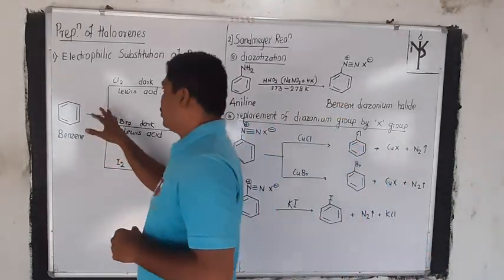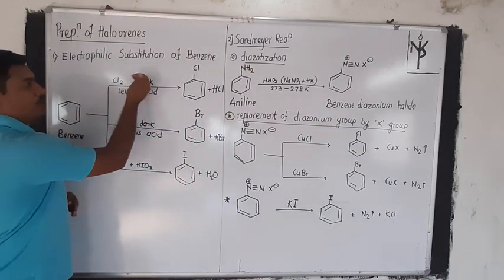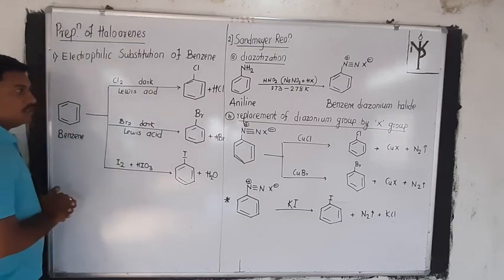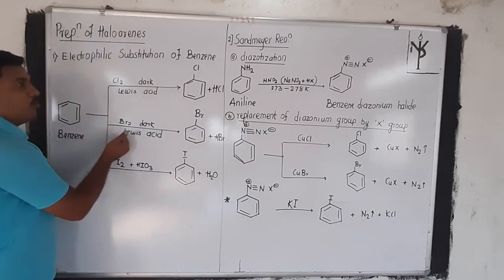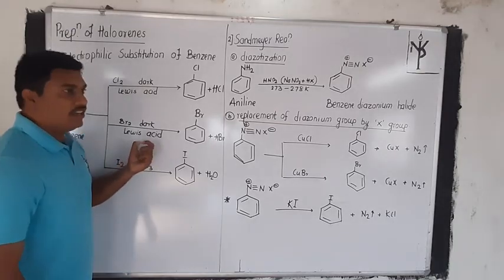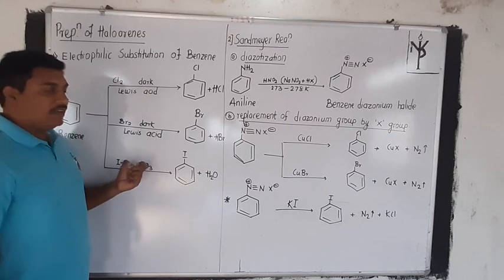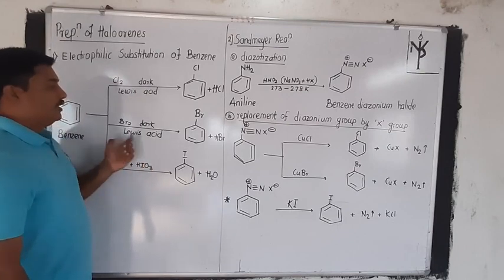Today, the same reaction is repeated here. Benzene reacts with chlorine in dark and produces chlorobenzene. Similarly, benzene reacts with liquid bromine in dark condition in the presence of a Lewis acid like Fe, FeBr3, FeCl3, AlCl3, and it produces bromobenzene.